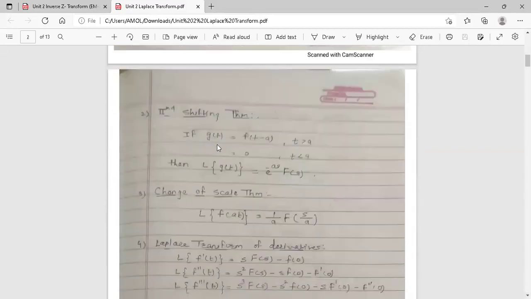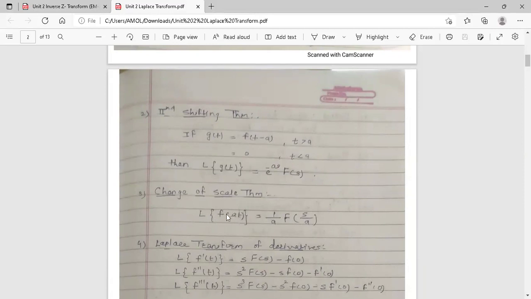Then next is second shifting theorem. If g of t is a function defined in two intervals, it is equal to f of t minus a when t is greater than a, and it is 0 when t is less than a. Then Laplace of g of t is equal to e raised to minus as into F of s. This is second shifting theorem. Then change of scale property. Laplace of f of at is equal to 1 upon a into F of s upon a. Now what is F of s? F of s is Laplace transform of f of t.